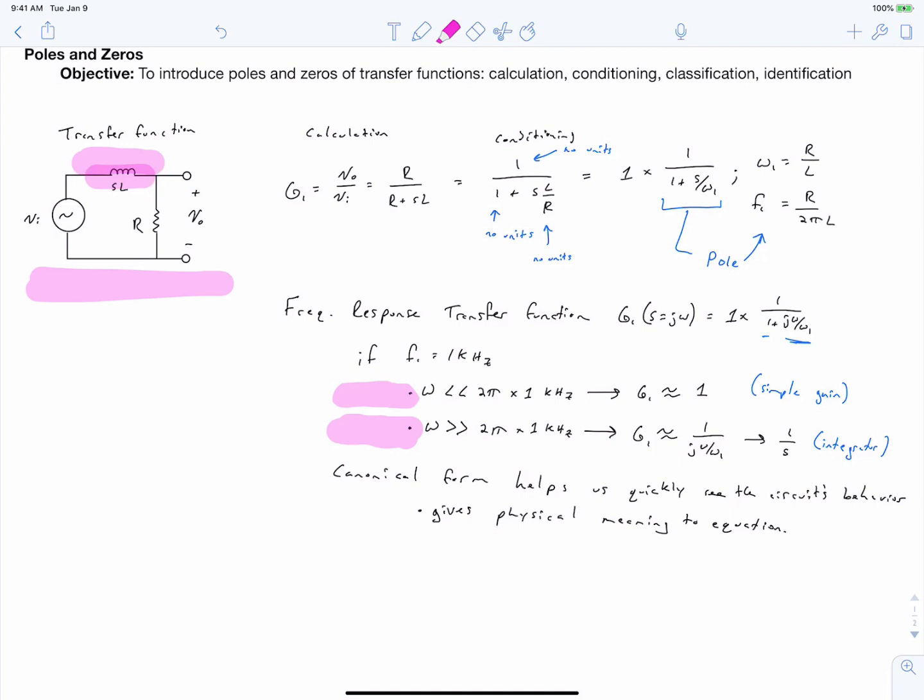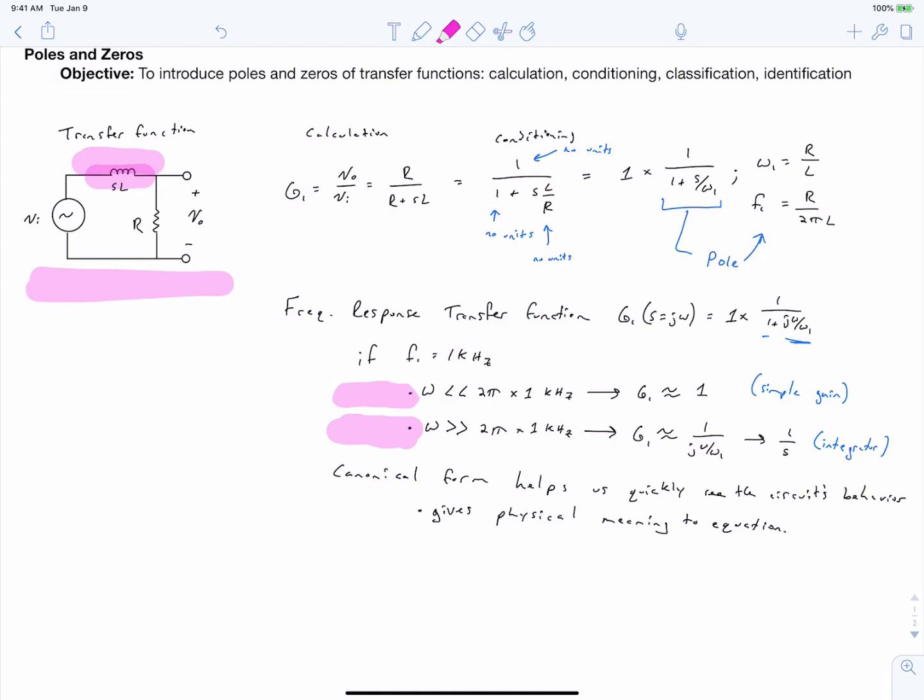We can also notice that our output voltage is going to change phase because this is a complex transfer function. So as omega over omega 1 is larger and larger, the denominator becomes purely complex, and we see that our output voltage is actually going to lag our input voltage. This makes physical sense to us as well.